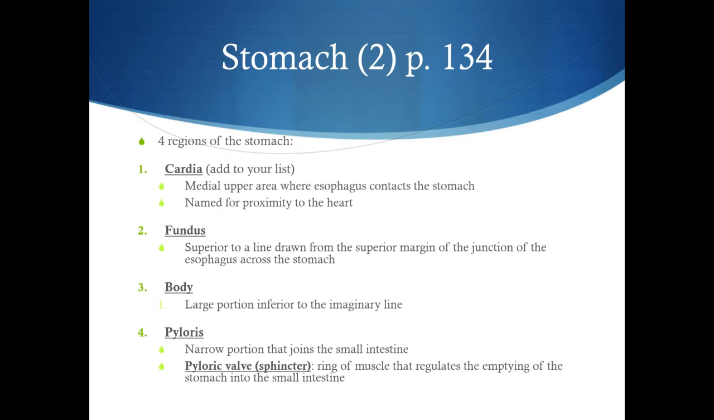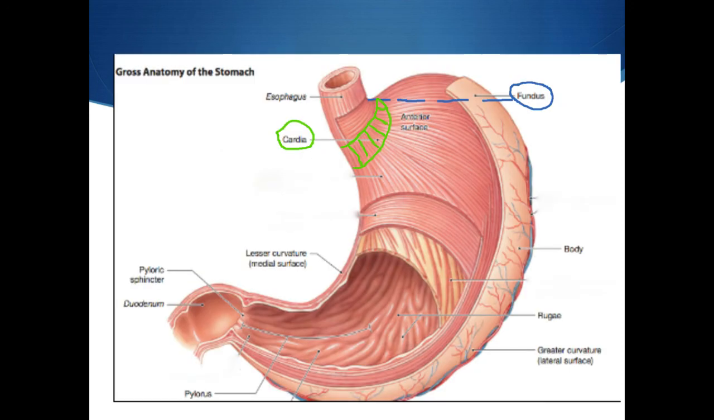And in between this pylorus and the small intestine, we have something called the pyloric valve or the pyloric sphincter, and that is going to control and prevent the stomach from emptying all of its contents into the small intestine before it's ready. This is going to be a circular band of musculature.